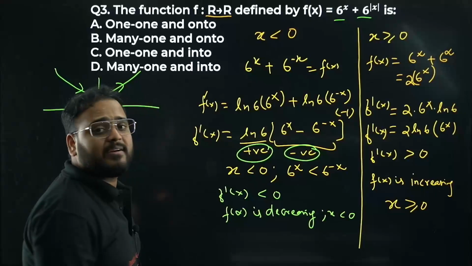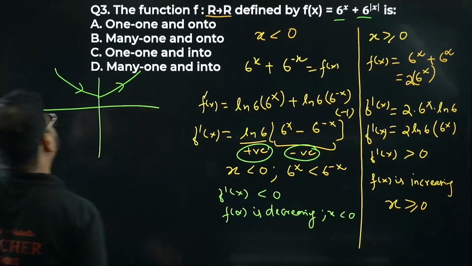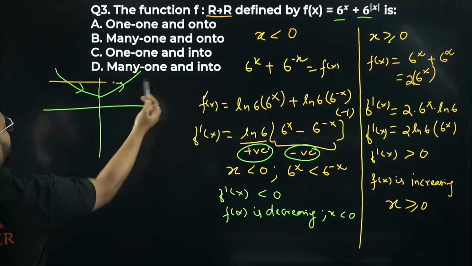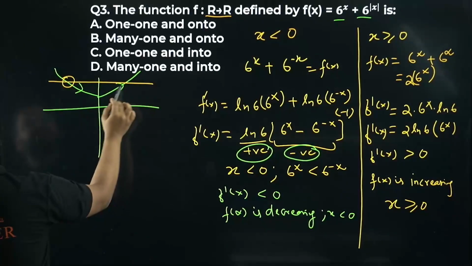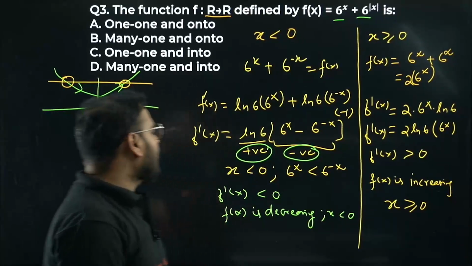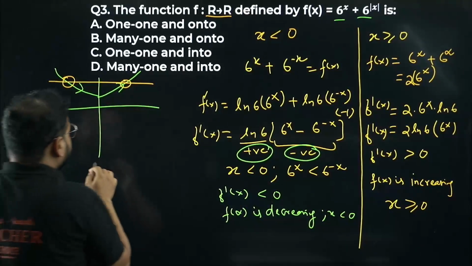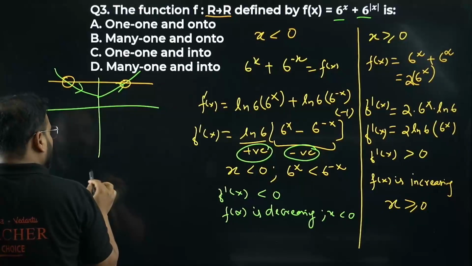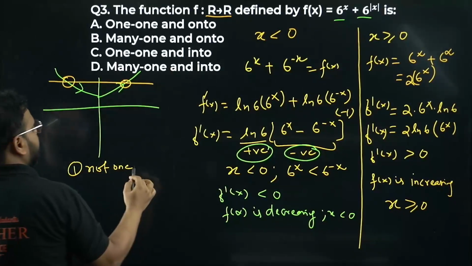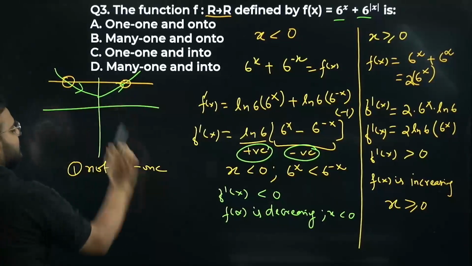Okay, so what I'm getting here, check this out. Like this. I'm getting 2 points of intersection, right? Agreed. So what I'm getting over here is the function is not 1-1. First point, it is not 1-1, because we have 2 points of intersection.